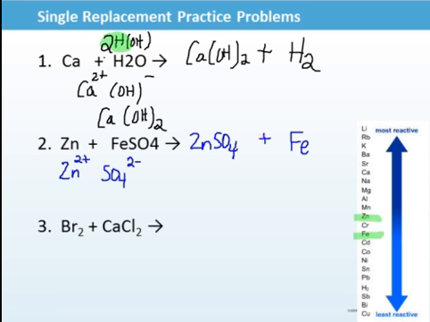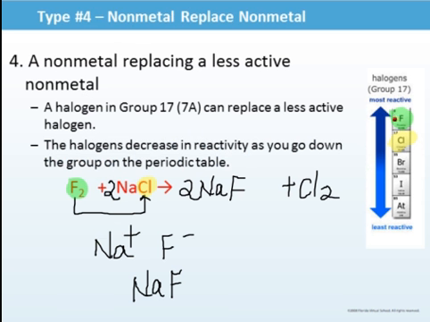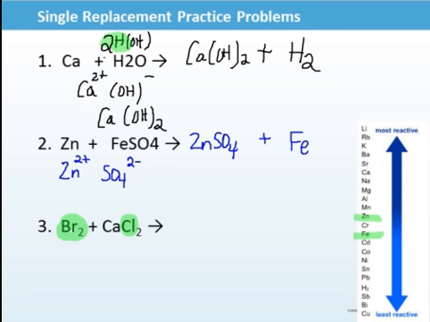And the last one we see is bromine reacting with calcium chloride. Now we've got to look at bromine, and we have to look at chlorine. Is bromine higher on the periodic table than chlorine? And it's weird because with the nonmetals, it actually does follow the periodic table. Bromine is lower than chlorine, which means no reaction will occur. So write no reaction. Do not write your products because there are no products. Nothing forms. If you get a beaker and you put bromine gas in there and calcium chloride, nothing happens.